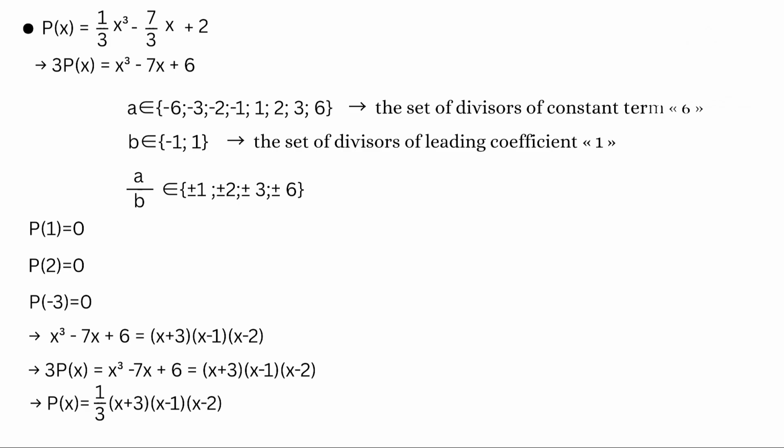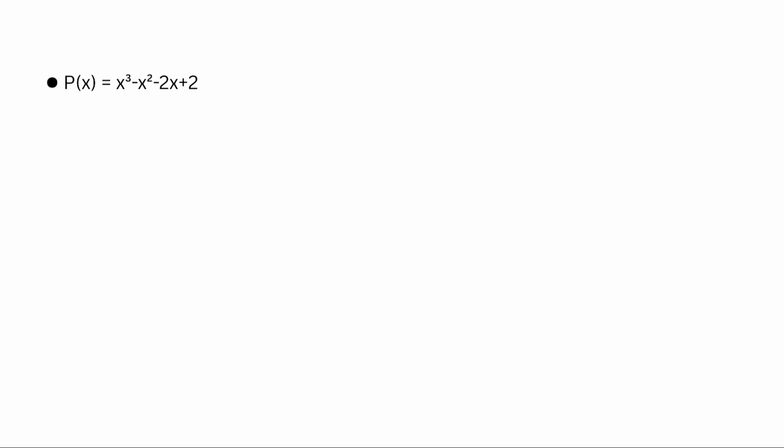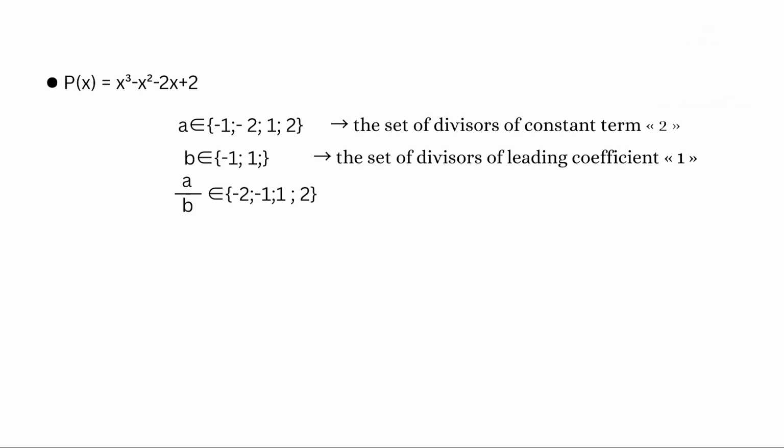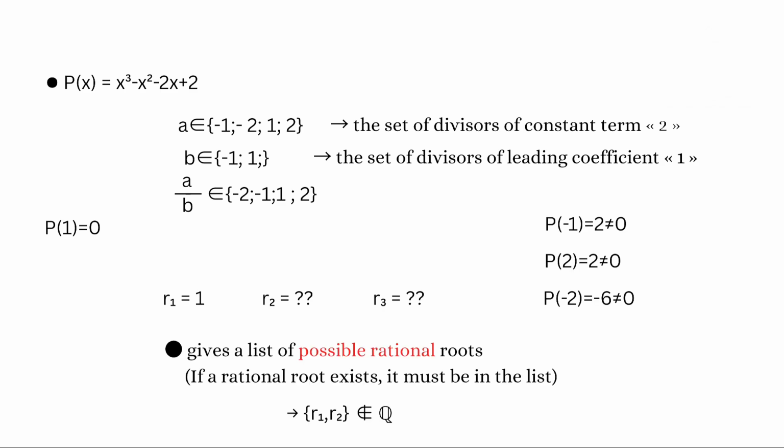Let's try this polynomial. P of x equals x cubed minus x squared minus 2x plus 2. The candidate roots are minus 2, minus 1, 1, and 2. P of 1 equals 0, so 1 is a root. By the theorem, if a rational root exists, it must be in the list, so the other roots aren't rational.